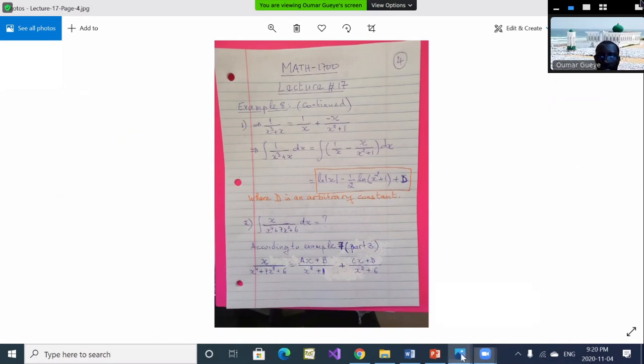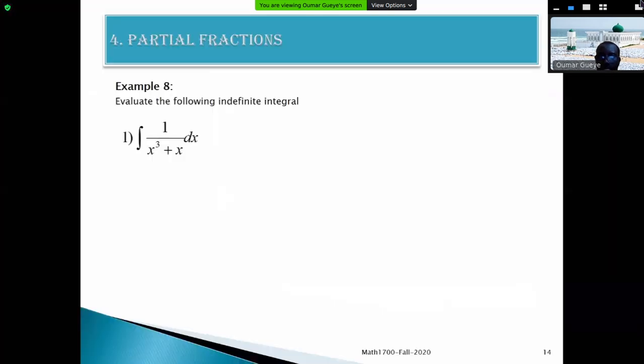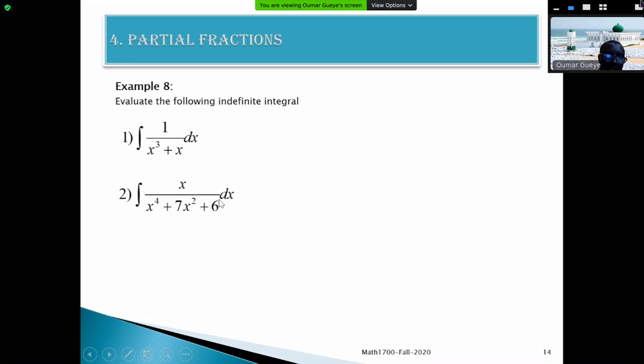So next example. Second example, we just want to integrate now x over x to the power 4 plus 7x squared plus 6. And yesterday we already saw this partial fraction decomposition. I will not repeat it again because we did it yesterday in example 7. But now we want to calculate the integral.